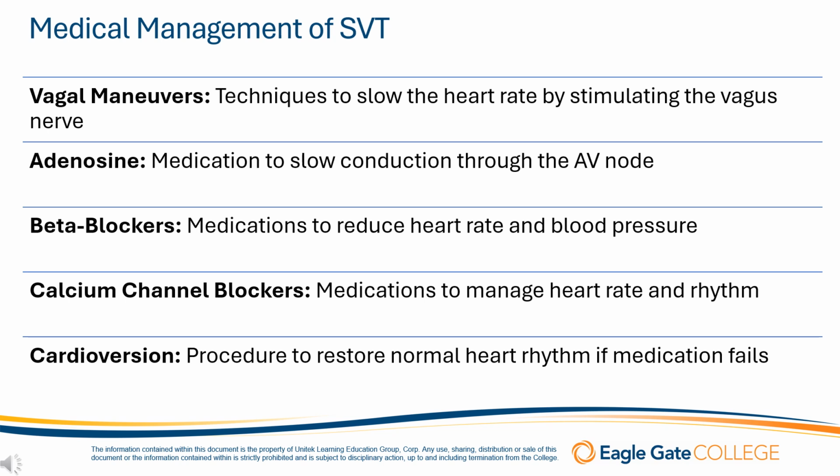Beta blockers should be used with caution in patients who have asthma or chronic obstructive pulmonary disease due to the risk of bronchoconstriction. They are contraindicated in patients with bradycardia or heart block without a pacemaker.